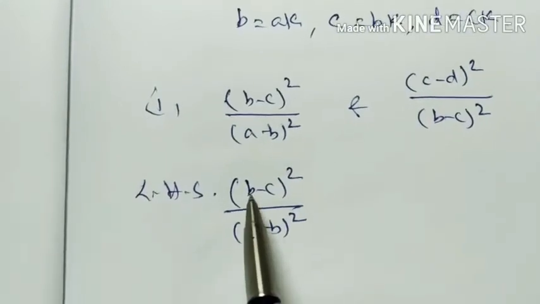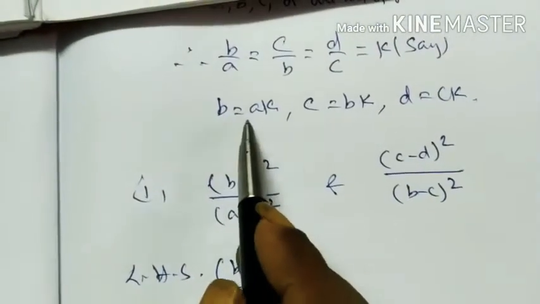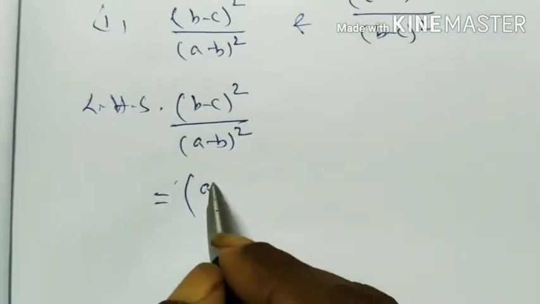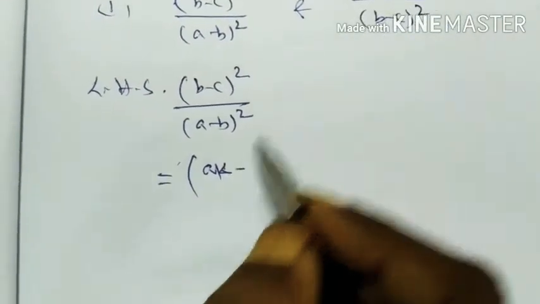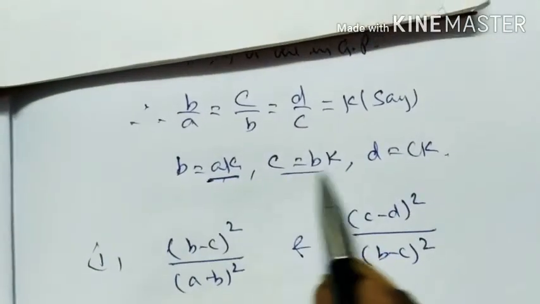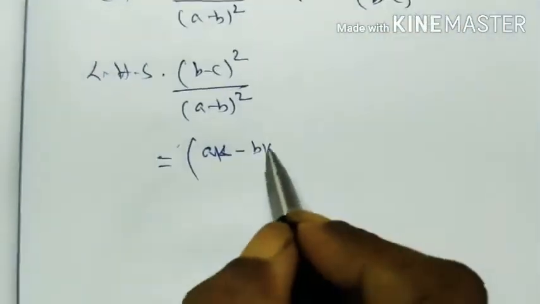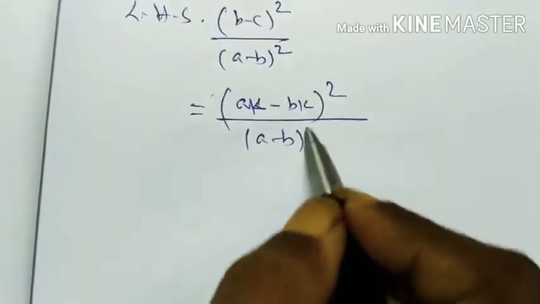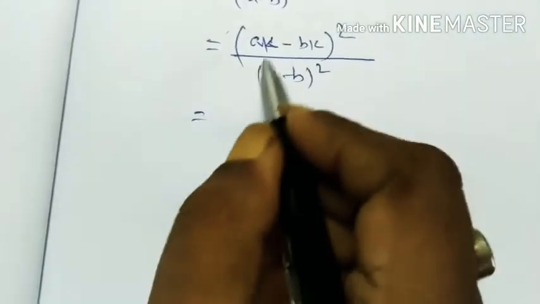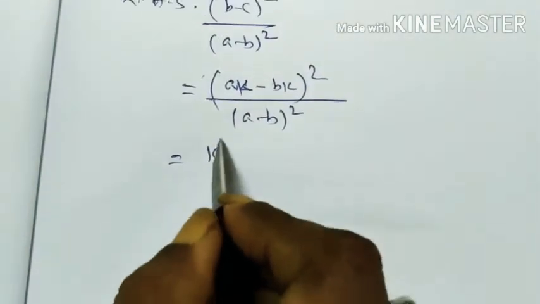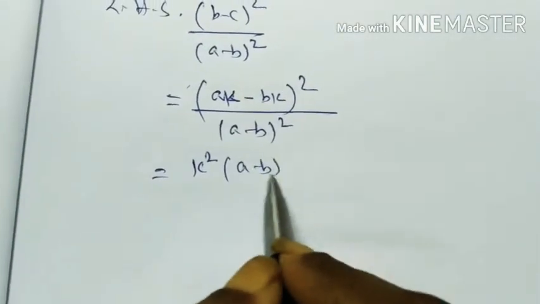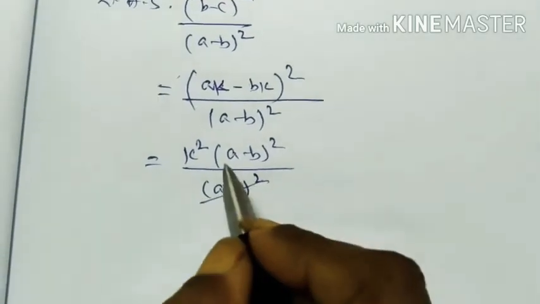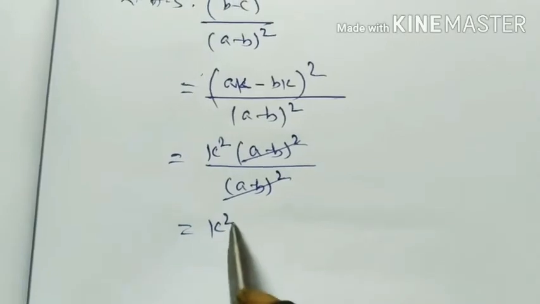Now I'm going to put the value of B. B value is AK. So here AK, and value of C, that is BK. Value of C is BK. That is BK minus, the whole square, by A minus B the whole square. So here your common comes B square, A minus B the whole square by A minus B the whole square. This cancels out, comes to be K square.